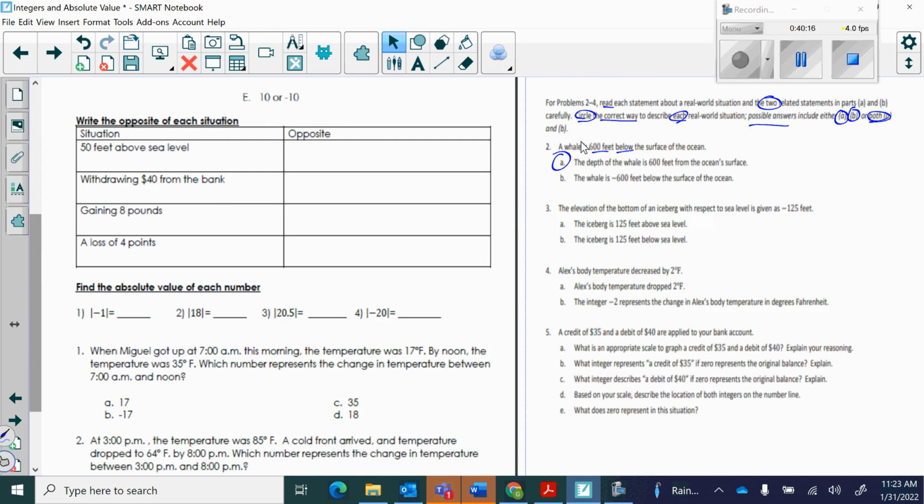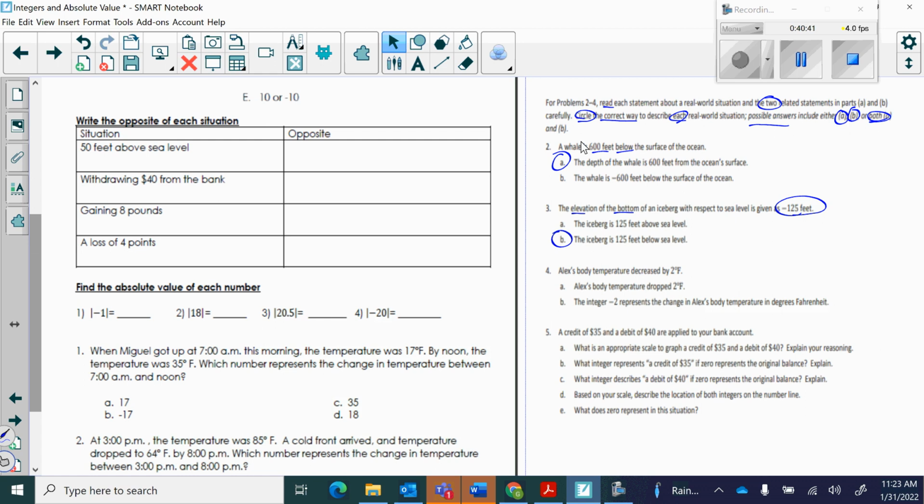Okay, the elevation at the bottom of an iceberg with respect to sea level is given as negative 125 feet. So 125 feet above sea level? No. 125 feet below. Nora? Good. Okay, Alex's body temperature decreased by 2 degrees.